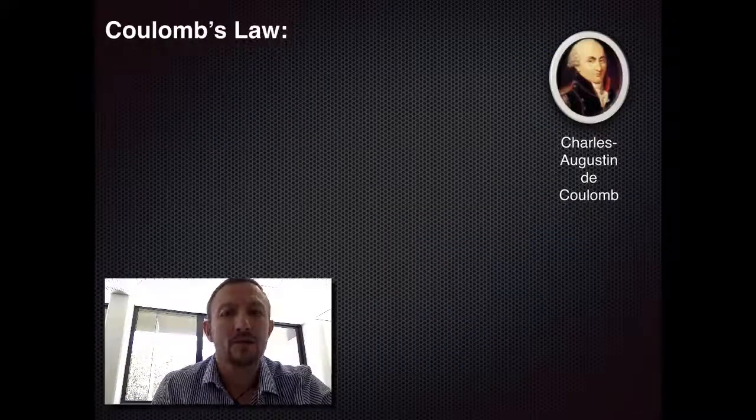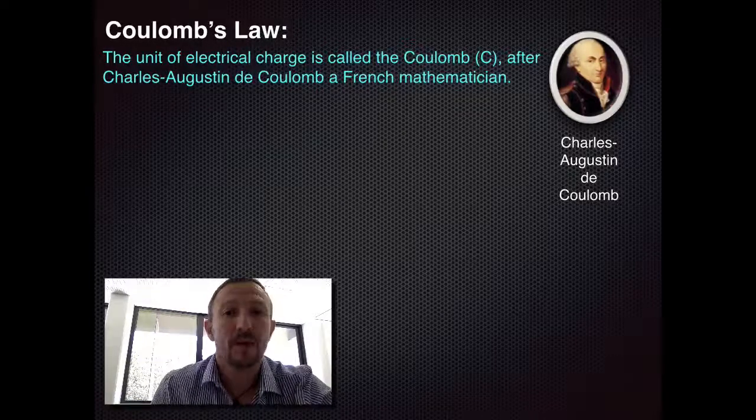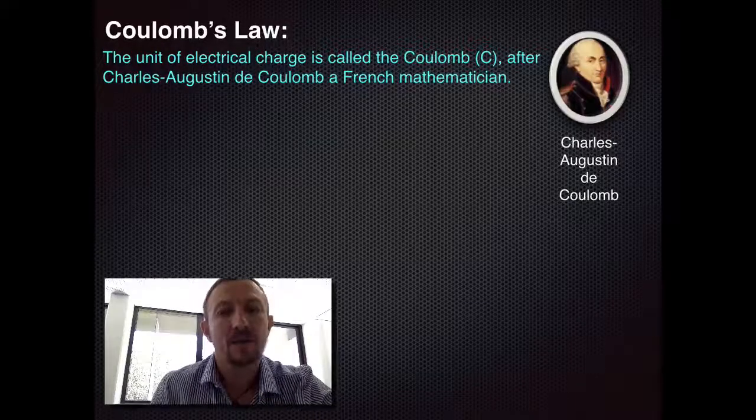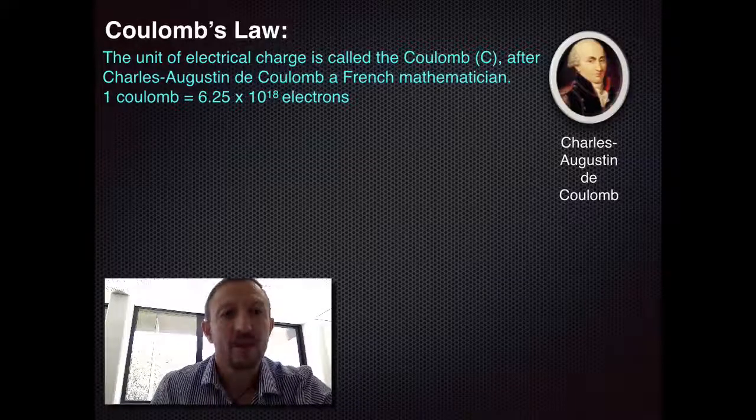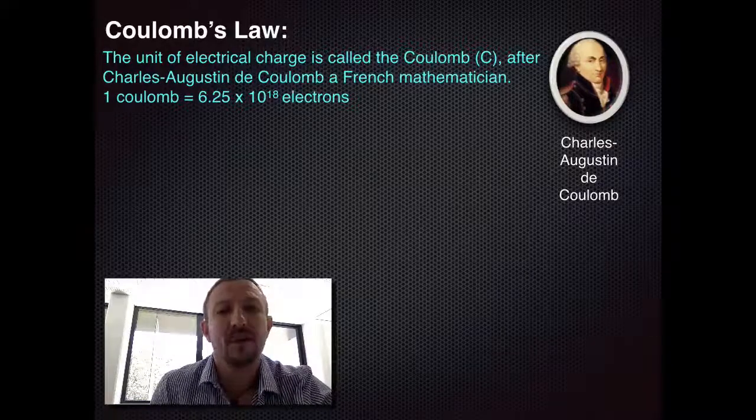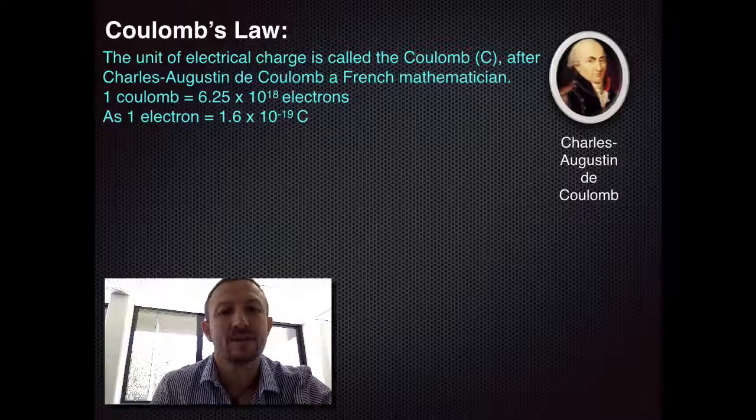Now Coulomb's Law was basically a law put forward by Charles Auguste de Coulomb. He was a French mathematician who worked with static electricity. As a result, his surname was given as the main unit for charge. One coulomb is equivalent to 6.25 times 10 to the 18 electrons. This comes by dividing 1 by the charge of an electron, which is 1.6 times 10 to the negative 19 coulombs. That gives us 6.3 times 10 to the 18 total electrons.